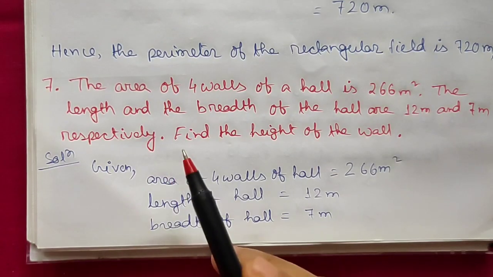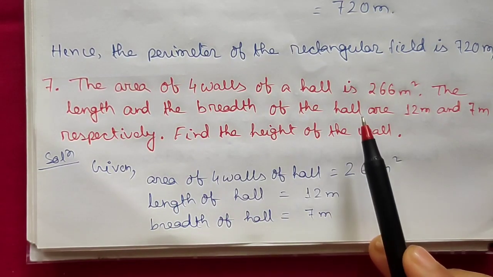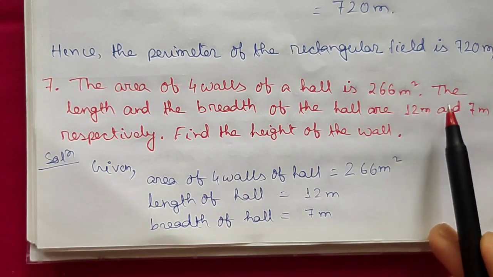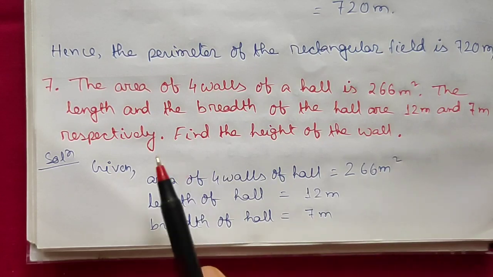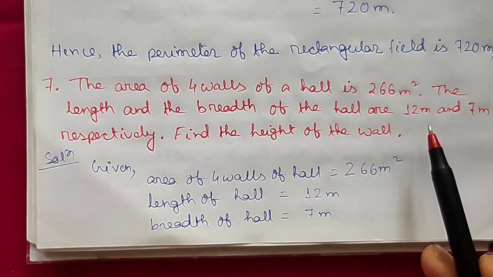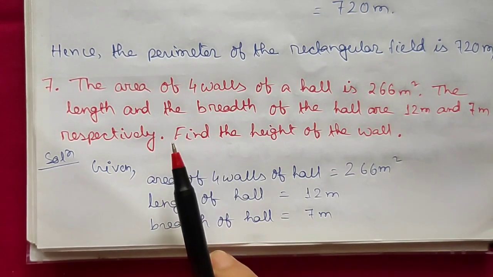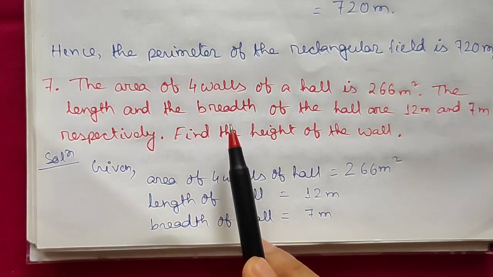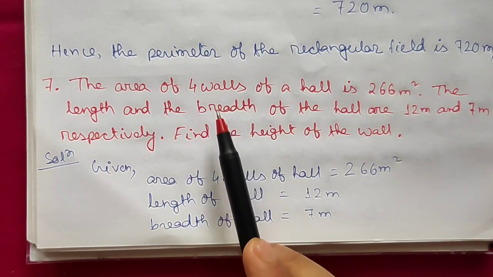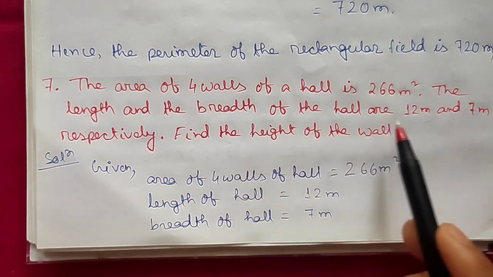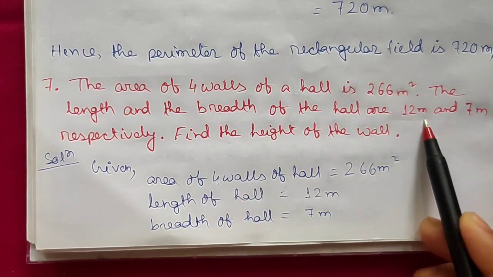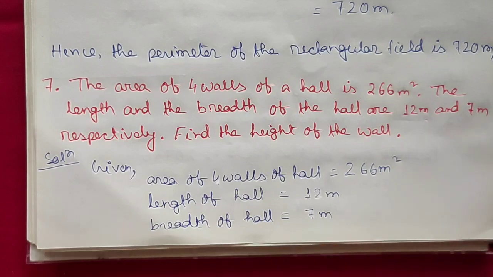Next question. The area of the four walls of a hall is 266 meters square. The length and the breadth of the hall are 12 meter and 7 meter respectively. Find the height of the wall. Here it is given that the area of the four walls, the length of the hall is 12 meter, and the breadth is 7 meter. We have to find the height of the wall.